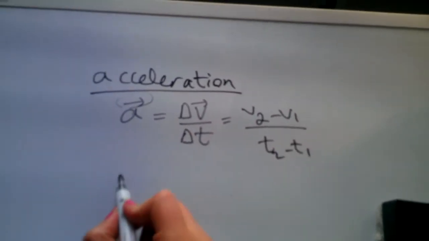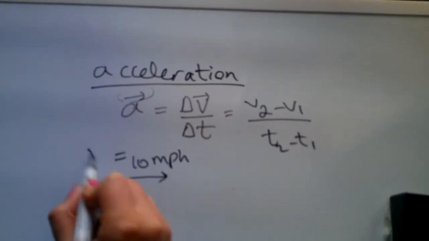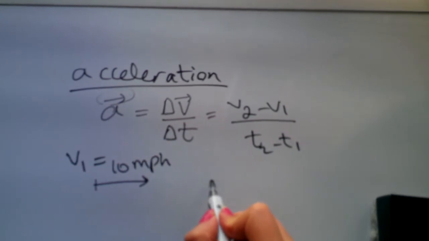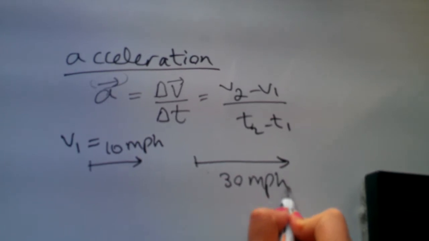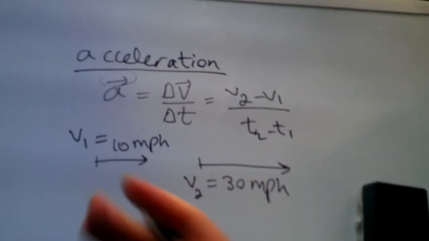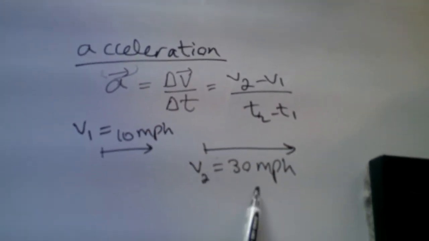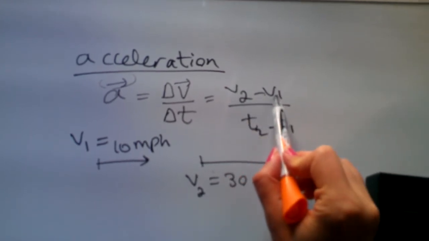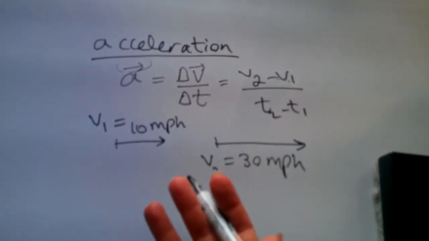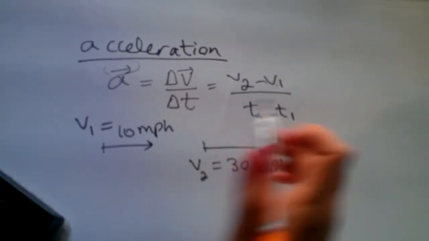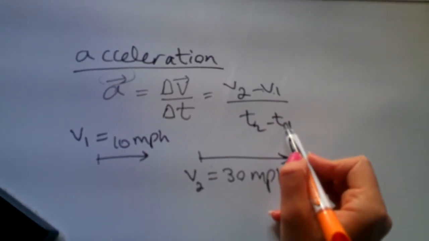What it means is that, for example, if I go with 10 miles per hour for my V1, then I change my speed to, let's say, 30 miles per hour, and I call this my V2, the second velocity, then the change in velocity is 20 miles per hour, as you can see. So it's 30 minus 10, and that gives me 20. So now if this change in velocity happens, let's say, in half an hour, then this T2 minus T1 becomes 0.5 hours.